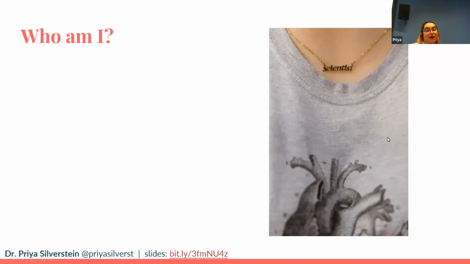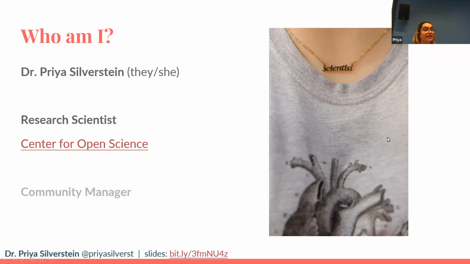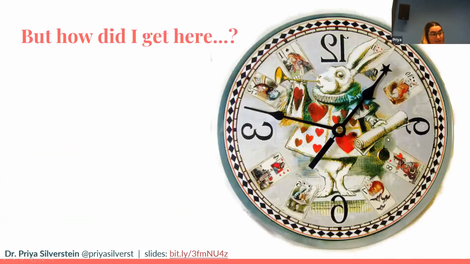So we can start with who am I? I'm Priya. My pronouns are they or she. I prefer they. As Angela said, I'm currently working for the Center for Open Science as a research scientist, and also as a community manager for the Journal Editors Discussion Interface. I'll explain a bit more about both of those later. But the real question is, how did I get here? We'll be going through a whistle-stop tour, so hold on to your hats.